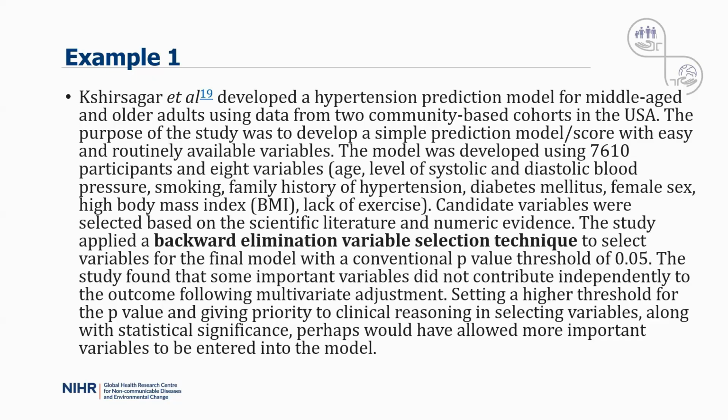Now, setting a higher threshold for the p-value and giving priority to clinical reasoning in selecting variables. What the critique is essentially trying to say is that putting a higher threshold, which means that instead of using 0.05, using something like 0.10, you are able to at first include variables into your model, and then by looking at other metrics like goodness of fit and residual metrics, you can decide as an iterative procedure whether more stringent p-values are to be used.